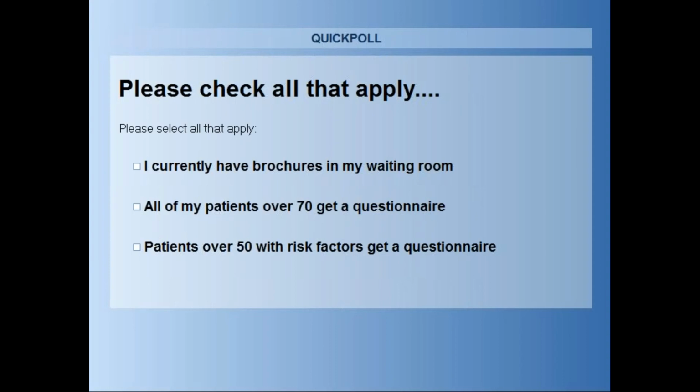Okay, so what it looks like is we have a lot of you that do have the brochures in your waiting room, which is great, but we don't have a lot of you passing out the questionnaires to your patients. So let's take a look at these marketing materials and see how they can benefit you.